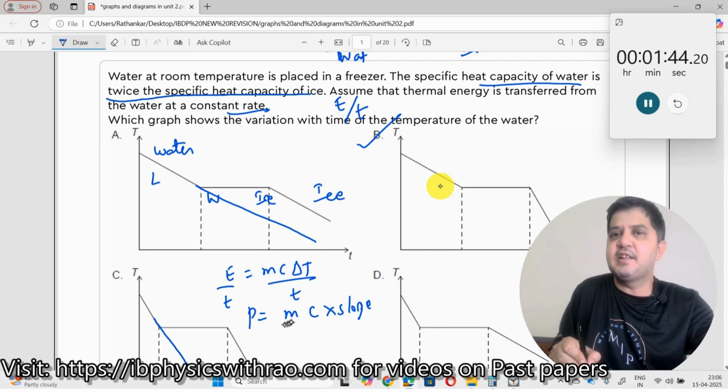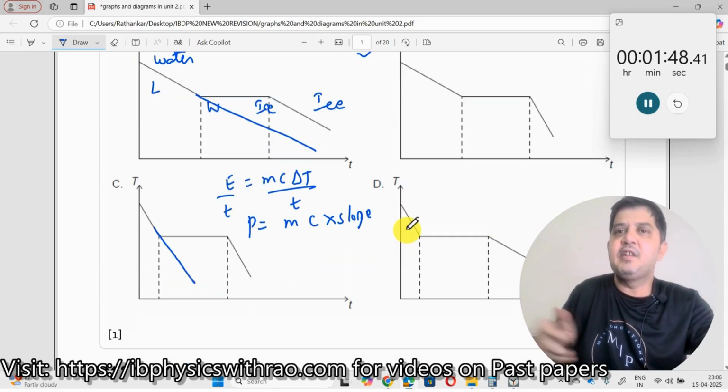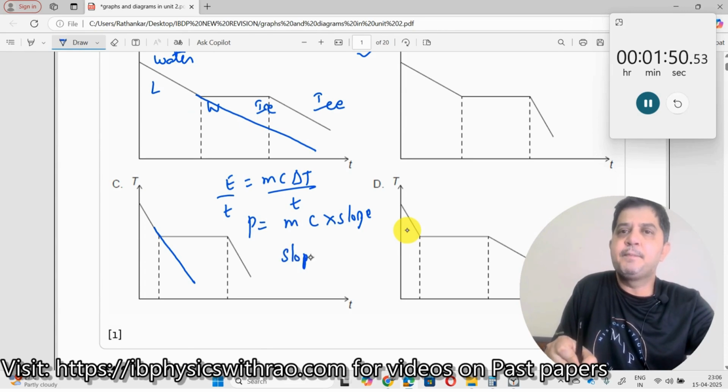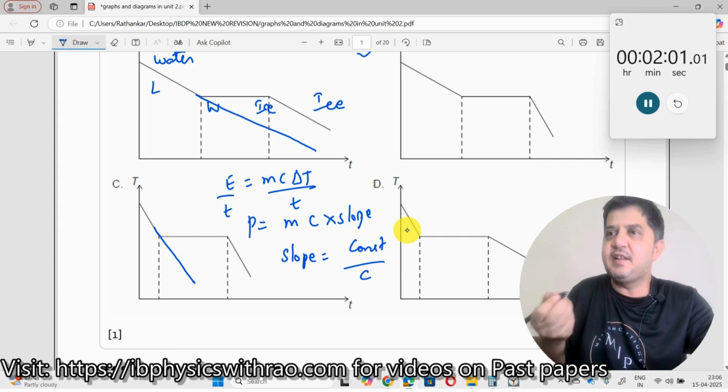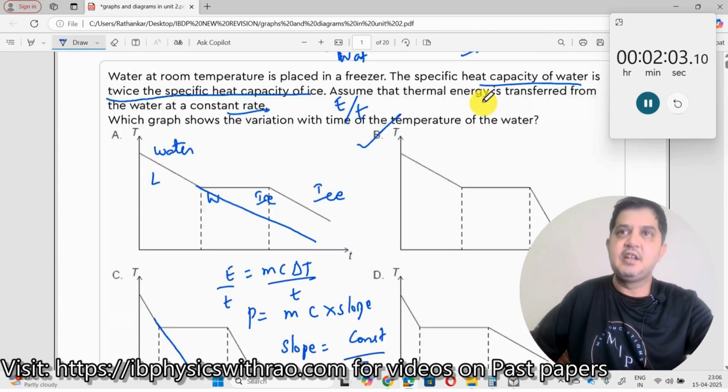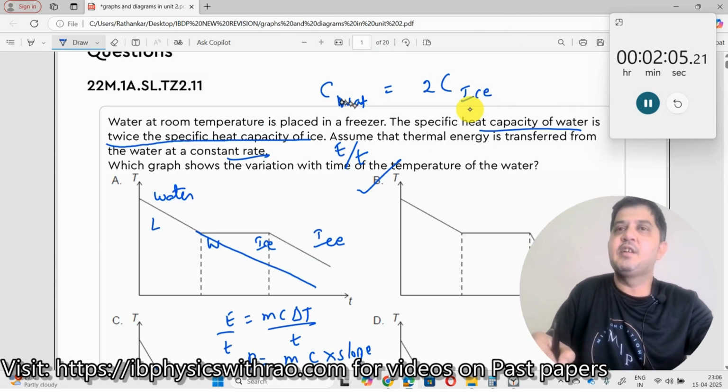So P is constant, M is constant. So only these two are the variables. So what will I write? I will write this as slope is equal to constant divided by C. So if C increases, slope decreases. If C decreases, slope increases. Now can C actually change? Of course, C will change. Why should it change? Because we already said water and ice.